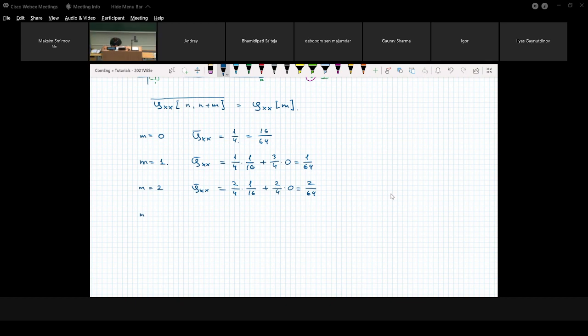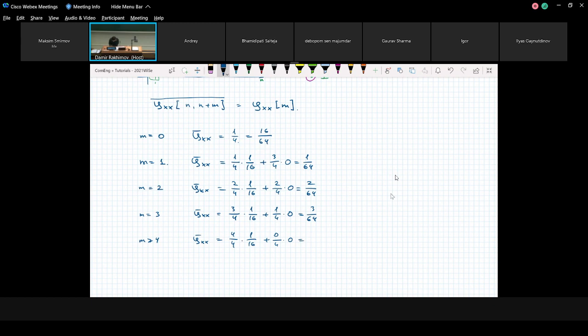Then for m equals 3, it will be 1 over 4 times 1 over 16 plus 1 over 4 times 3 over 16. Lastly, for m larger than or equal to 4, the average output will be such that we always analyze different samples, and for all of them we have 4 times 1 over 16 plus 4 times 0. Then it gives us 4 over 64, or 1 over 16.